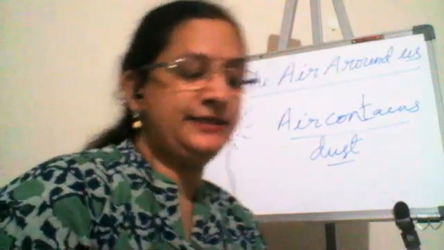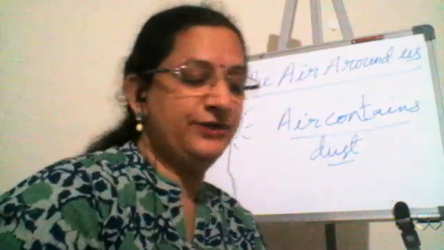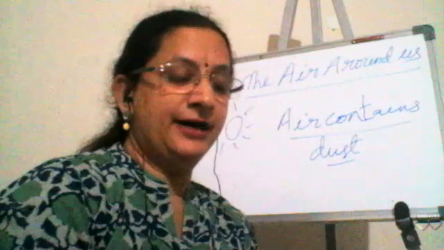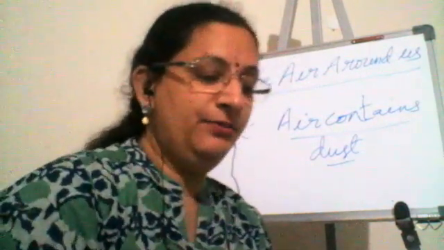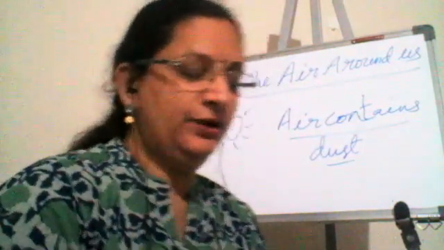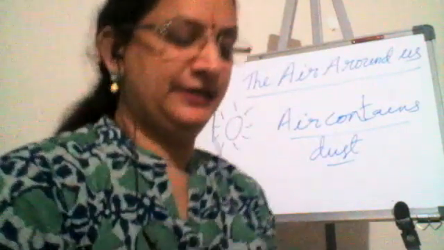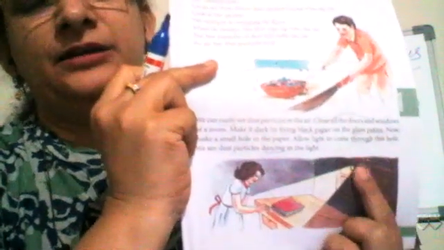We can easily see dust particles in the air. Close all the doors and windows of a room. Make it dark by fixing black paper on the glass panels. Now, make a small hole in the paper. Allow light to come through this hole. We see dust particles dancing in the light. If you see this picture, the door is closed, here the window is closed, and we cover it with a chart paper, and on that we make a small hole so that the light is coming only in the focus.